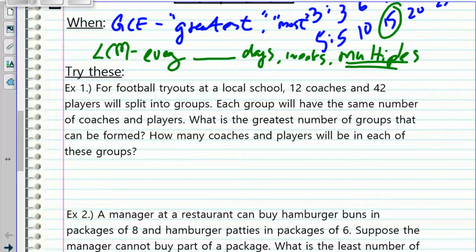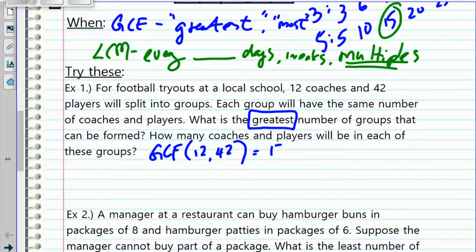All right, for football trials at a local school, 12 coaches and 42 players split into groups. They have the same number of coaches. What's the greatest number? There we go. Keyword. All right, so let's find the greatest common factor between what? 12 and 42. Okay. Let's see, greatest common factor between 12 and 42.